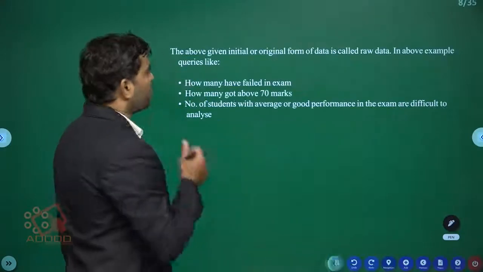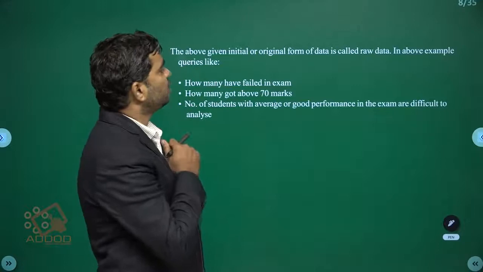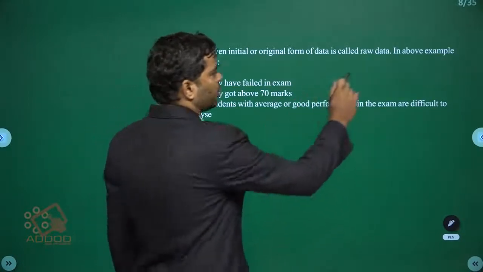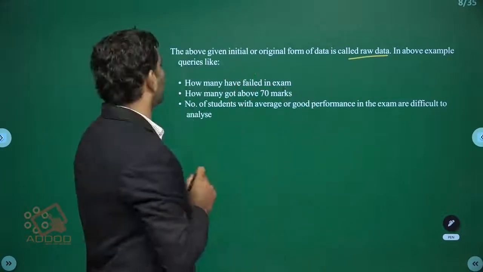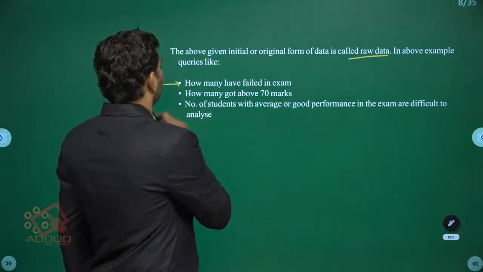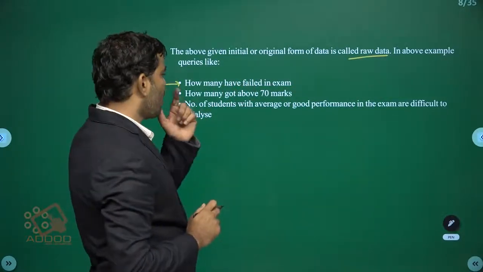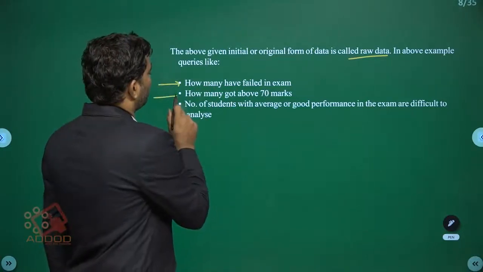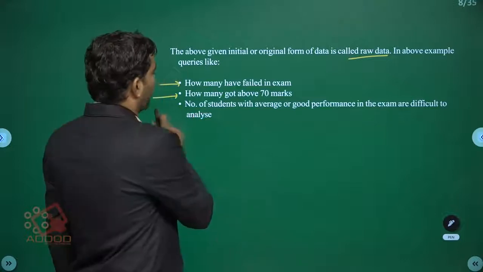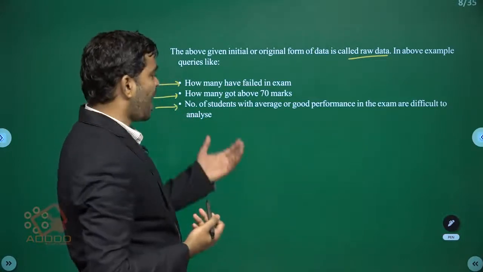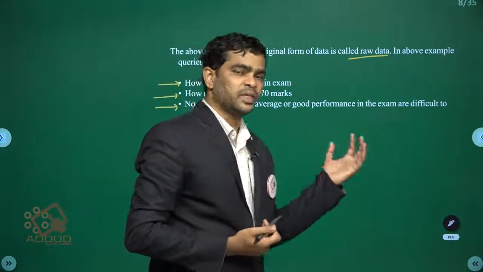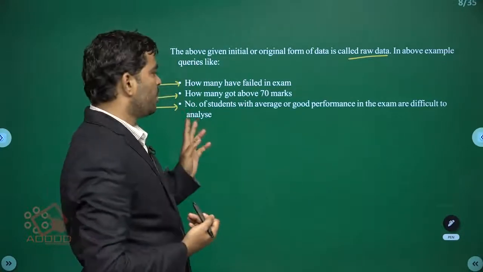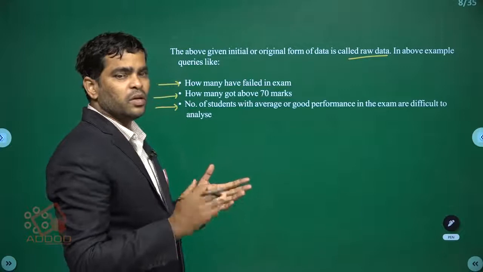In this above information, the initial or original form of data is called raw data, whatever we have collected. You may ask the following queries: how many have failed in the exam? Next, how many got above 70? The number of students with average or good performance in the exam is difficult to analyze because there is no group. We have to count.